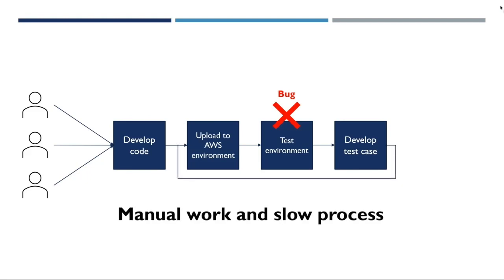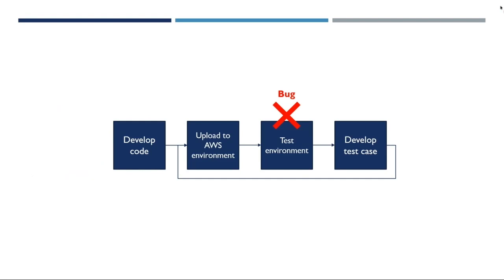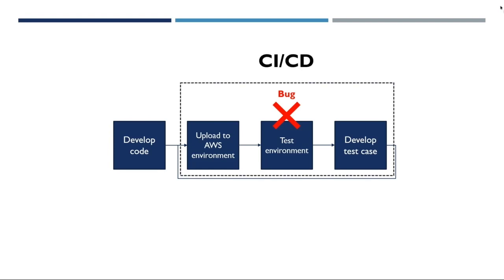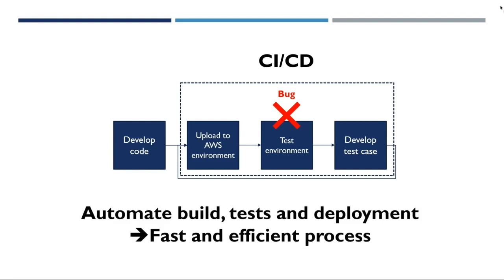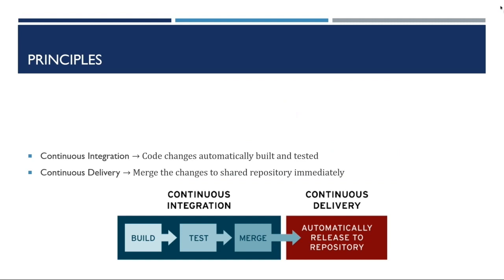So, as you can see, this involves a lot of manual work, and of course, is a very slow process. So, let's take a deeper look at this problem itself. You can clearly see that the problem is occurring inside of this loop, this sort of cycle. And this is where CI/CD comes in. CI/CD basically is a solution to this problem. And what does it do? Well, it automates the build, the test, and the deployment of the code itself, which of course leads to a way faster and more efficient process.